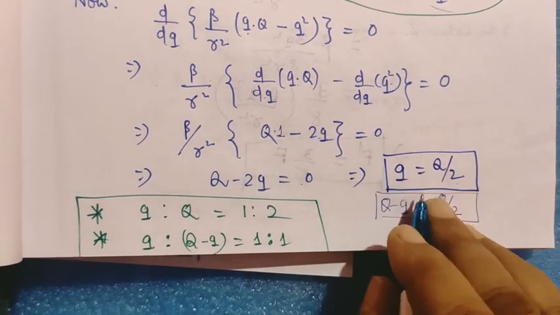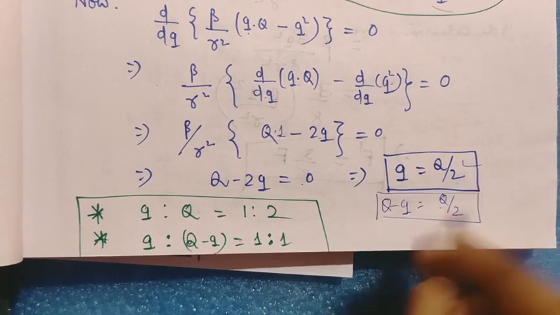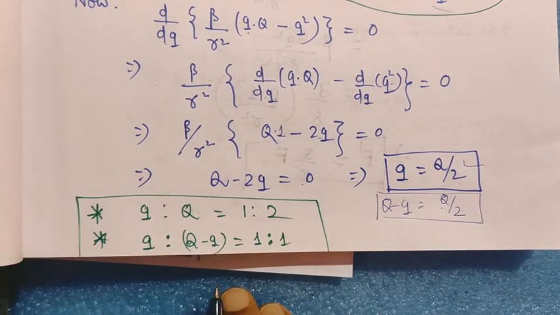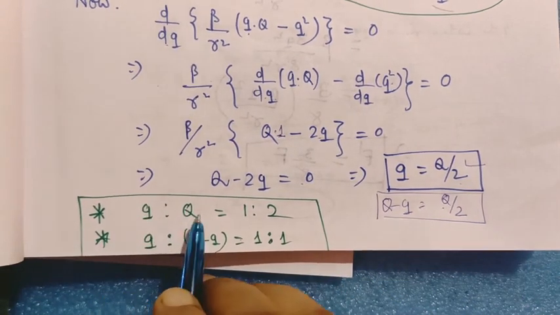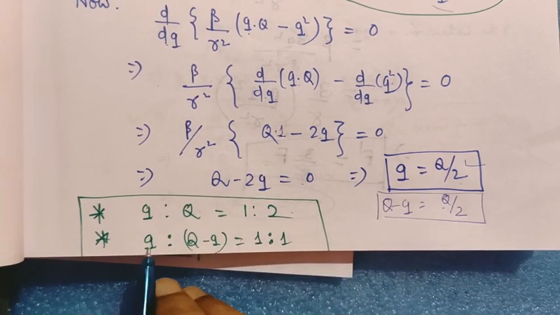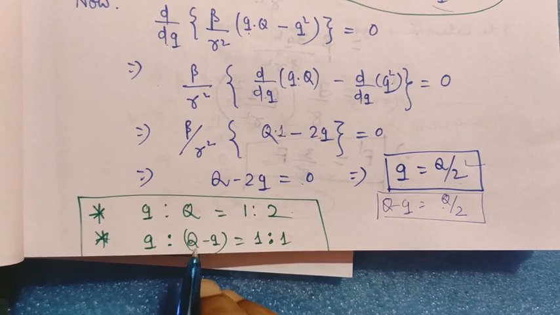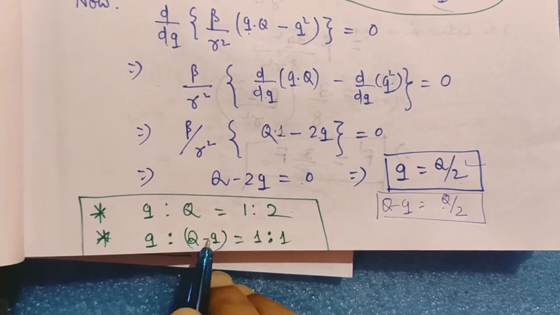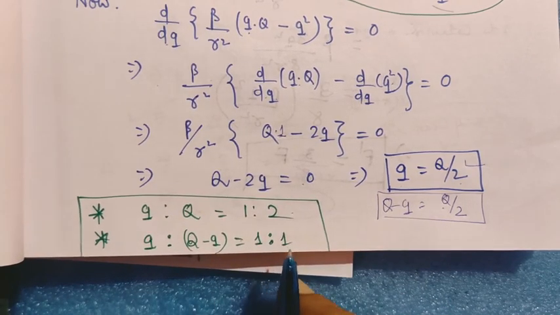So you should practice this problem, how it becomes Q by 2. In a short question, it generally comes in this particular problem: what is the ratio of small q to capital Q? Simply write 1 is to 2. If your question asks what is the ratio of small q to Q minus q, it is 50-50, so the ratio will be 1 is to 1.